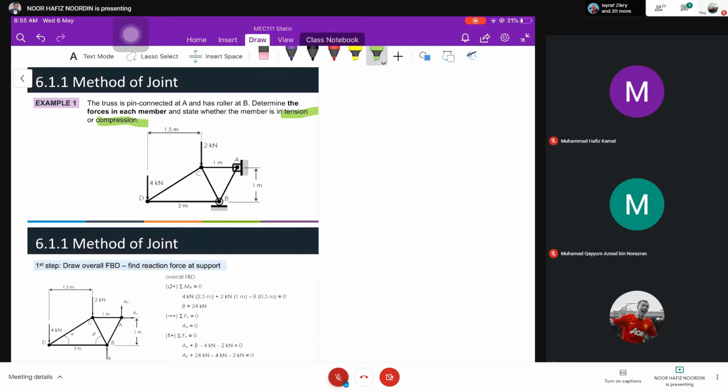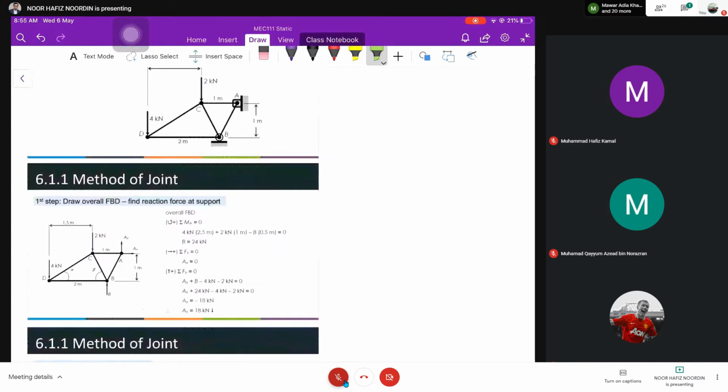So in this case, first step, you draw free body diagram for the whole rigid body and find the reaction force at the support. By using moment at point A equal to 0. Why choose moment at A? Because the number of reaction forces at point A is more compared to other points. So we eliminate that point and use it as the point of moment.